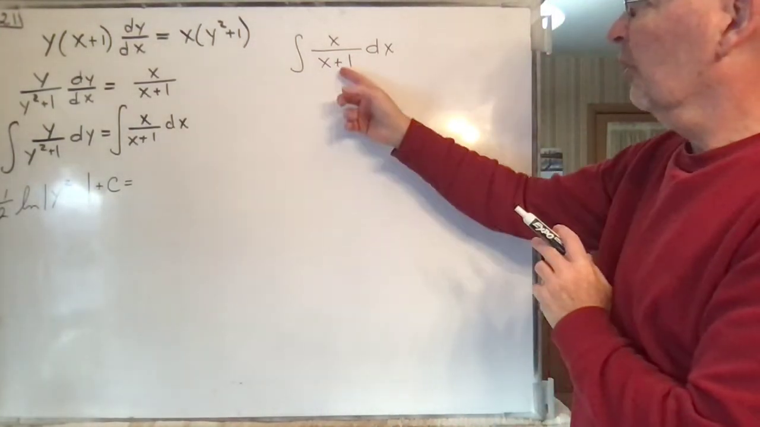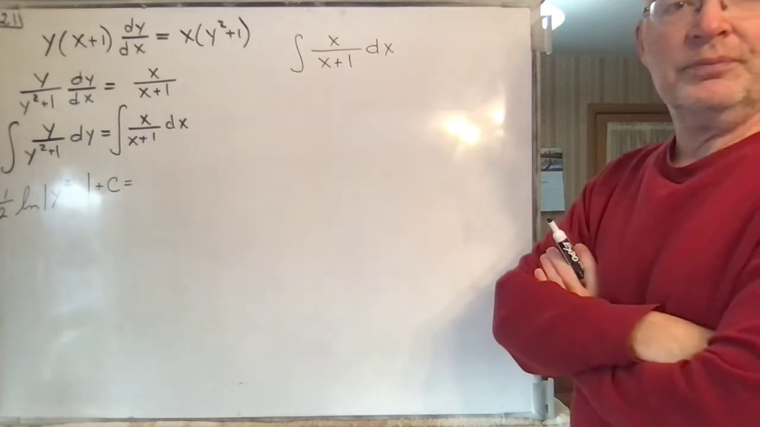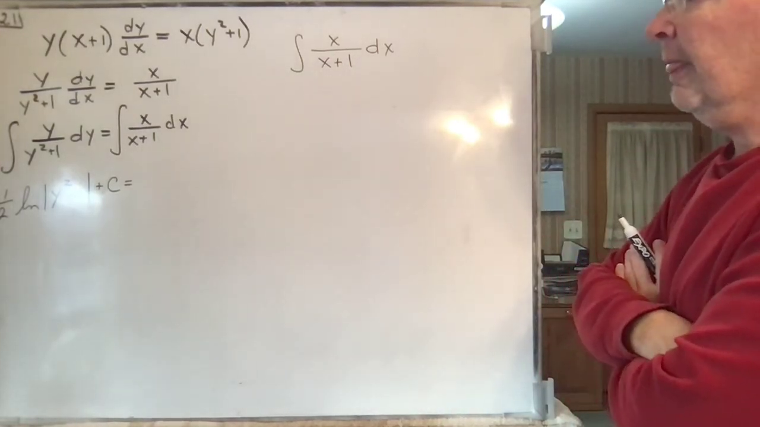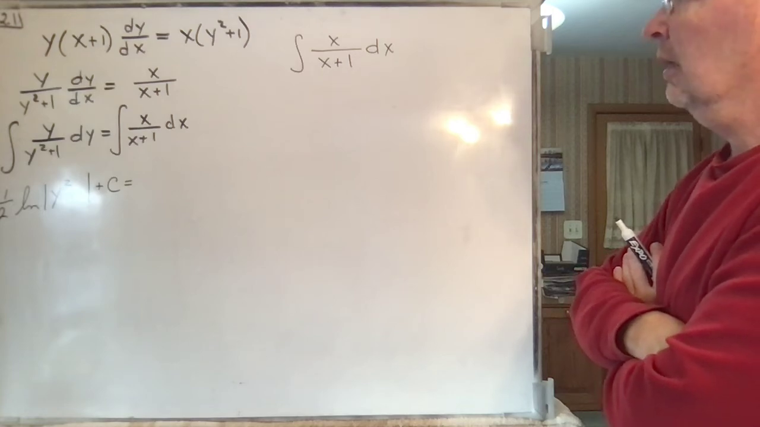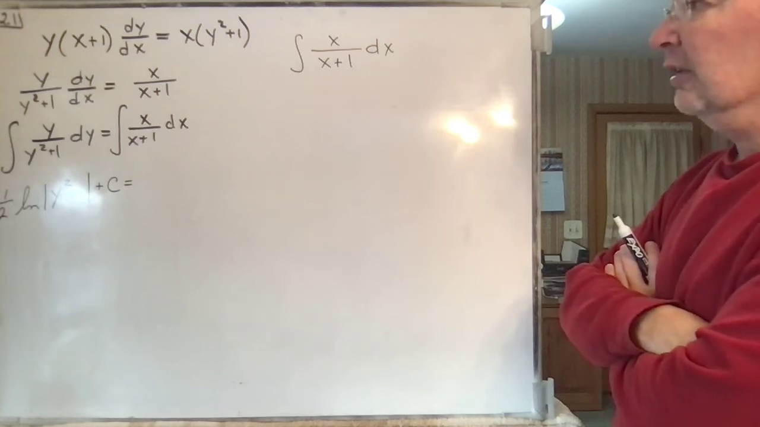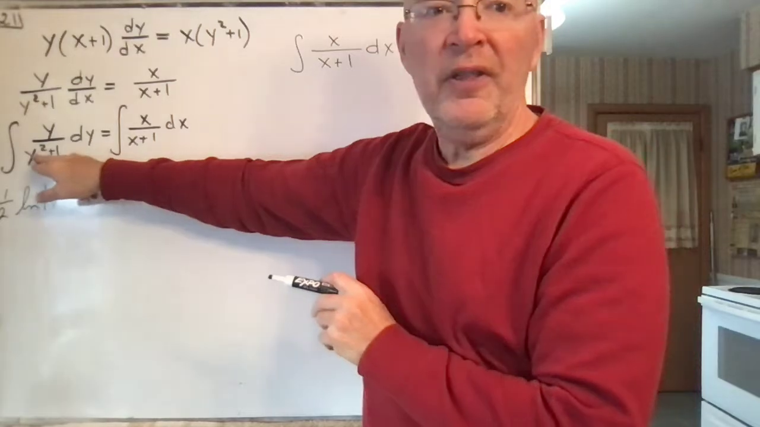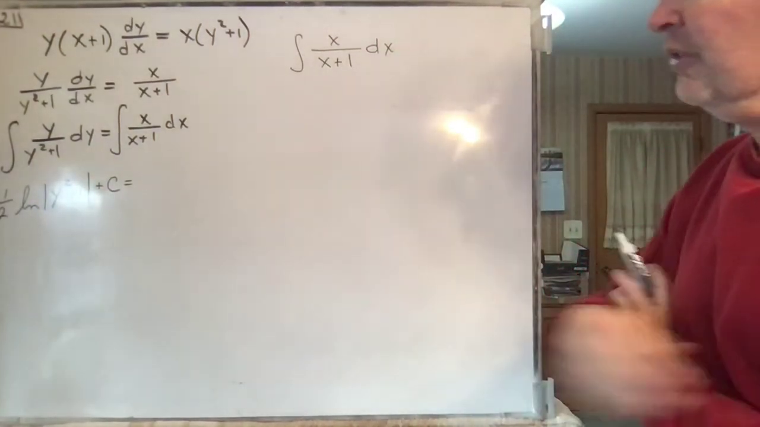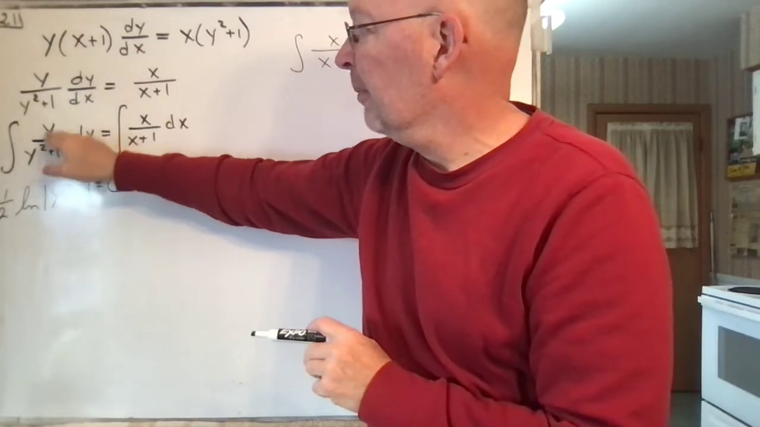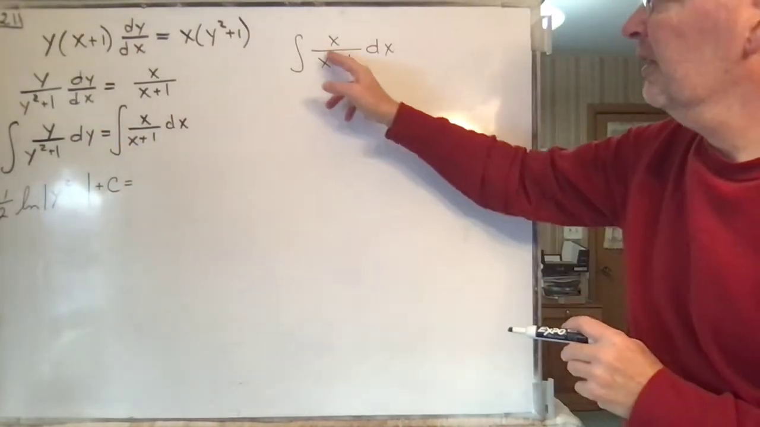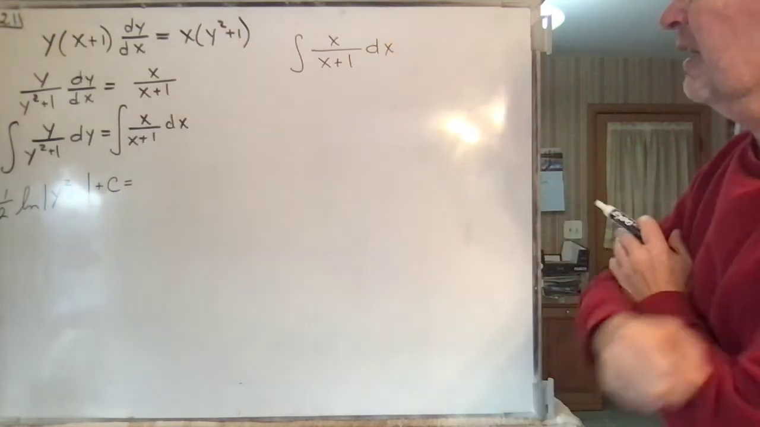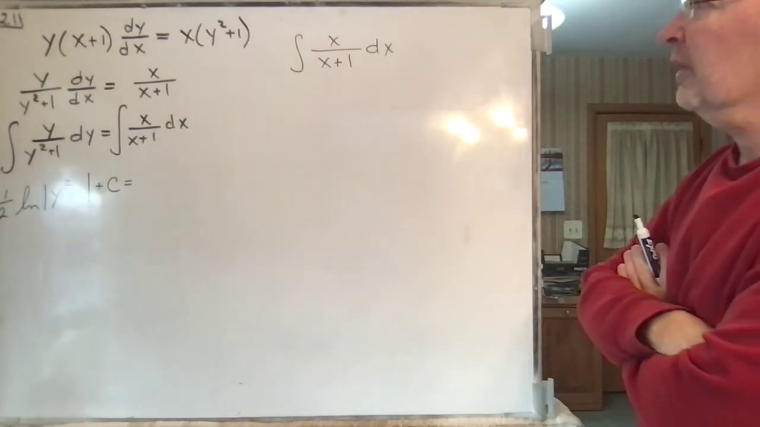So what about this one right here? How do we go about finding the antiderivative of that? It looks easier than this one. See that? But in fact, it's harder. This one was easy because the derivative of the bottom was up on top. But here, that's not the case. The derivative of the bottom is just 1, but we've got an x up there. So how do we handle that?